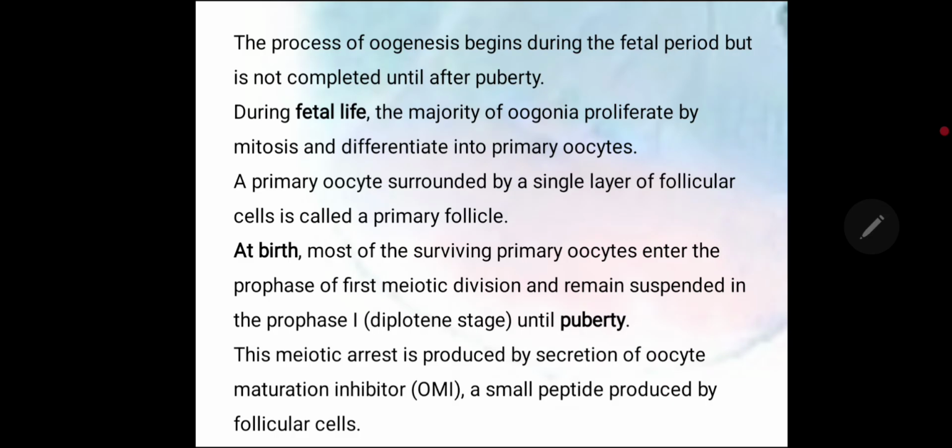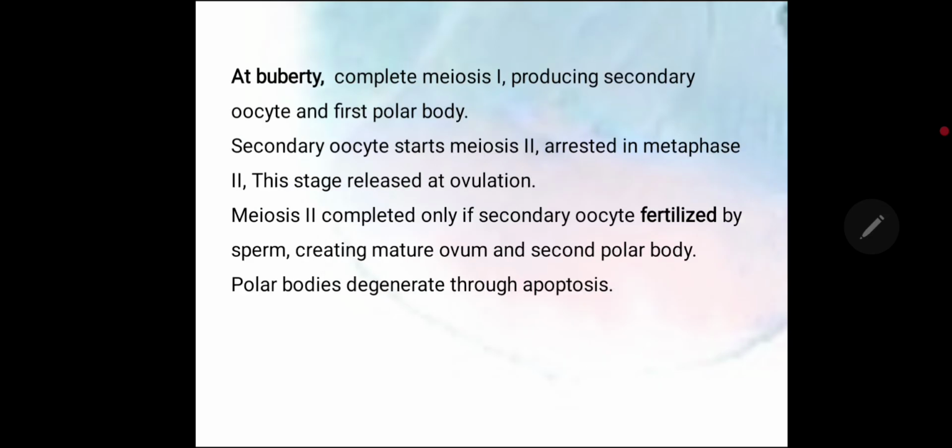At birth, most of the surviving primary oocytes enter prophase of the first meiotic division. Oogenesis contains two meiotic divisions. The first meiotic division is started before birth and arrested at prophase 1 until puberty. This inhibition is maintained by a peptide hormone called oocyte maturation inhibitor. It's a small peptide produced by follicular cells from birth up to puberty. At puberty, meiosis 1 will be completed, producing a secondary oocyte and the first polar body.